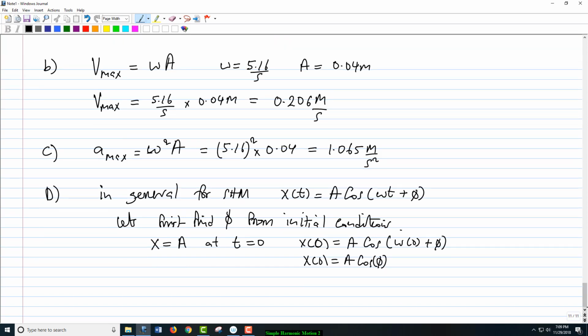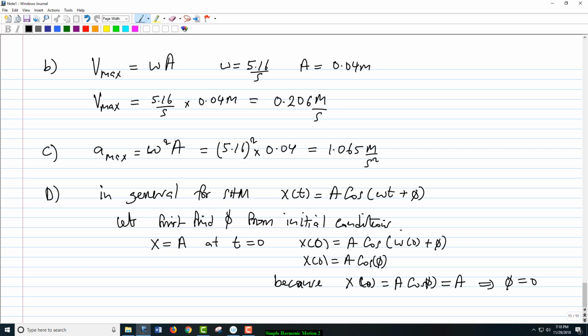Because we know that the maximum amplitude at time t equals 0 is A, so we are saying that x of 0 is equal to A cosine phi, which is equal to A. This implies that phi is equal to 0. So in order for our maximum amplitude at time t equals 0 to be A, it means that the phase angle phi should be 0, so that cosine 0 should be equal to 1. So we are saying phi is equal to 0. So we found our phi value, and that's 0.